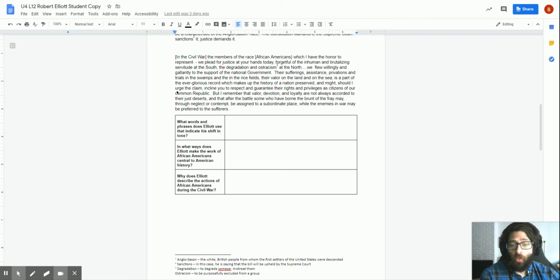And then lastly, why does Elliott describe the actions of African Americans during the Civil War? Right, so what things did they do during the Civil War? And then secondly, well, why would he give those examples, right? Think about how they make these former slaves sound. What message is he sending about who these people are and what they contribute?